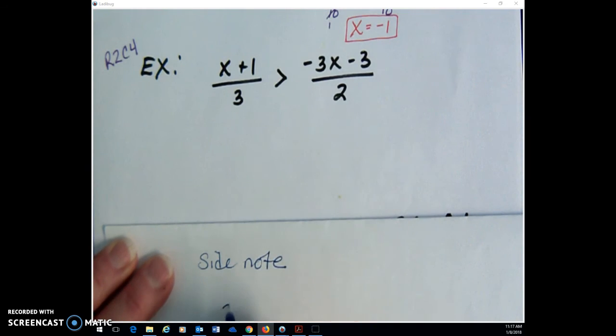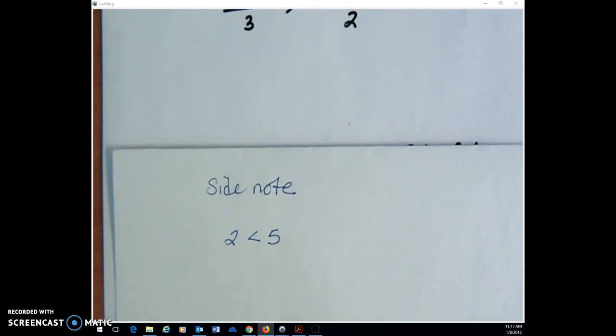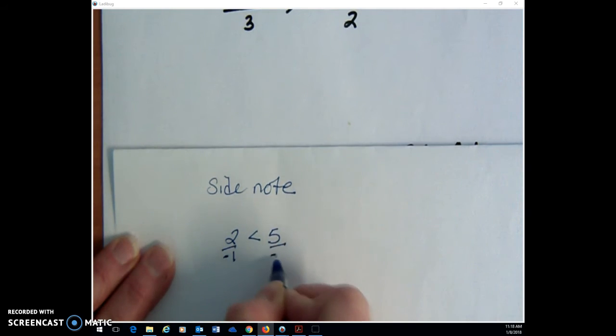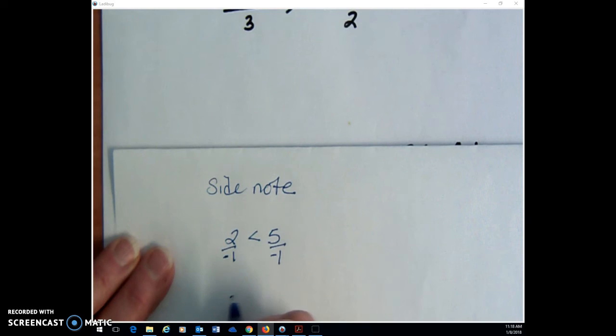that if we had something like 2 is less than 5, and you understand that to be true, but if we were to divide by negative 1, just say, then the signs will end up changing. Then we'll get a negative 2 and a negative 5. Well, if I just leave this symbol the same, it's going to be an untrue statement. So I must reverse the inequality whenever I divide or multiply by a negative. It's because I'm changing the sign.